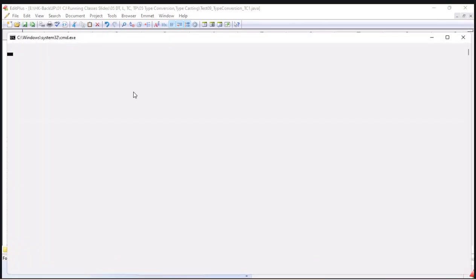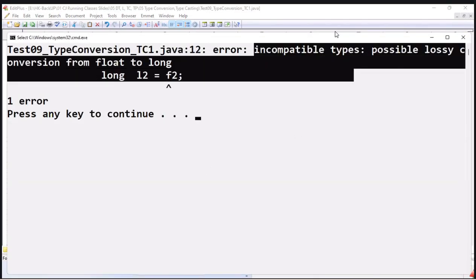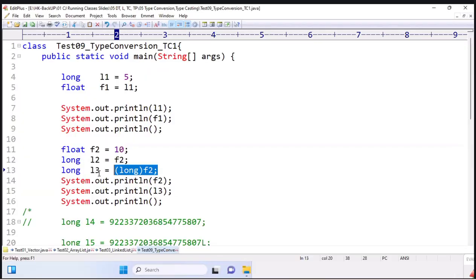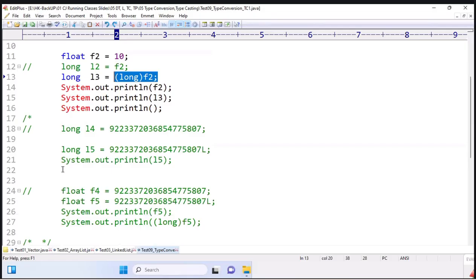Line number 12 is a compile time error. Line number 12, incompatible types, possible lossy conversion from float to long. Now, with the cast operator, we can do it. With the cast operator, higher range we can assign to lesser range. No problem. Compile. And what value is coming? 10.0. When you use the cast operator, this .0 is removed, only 10 stored in the long.